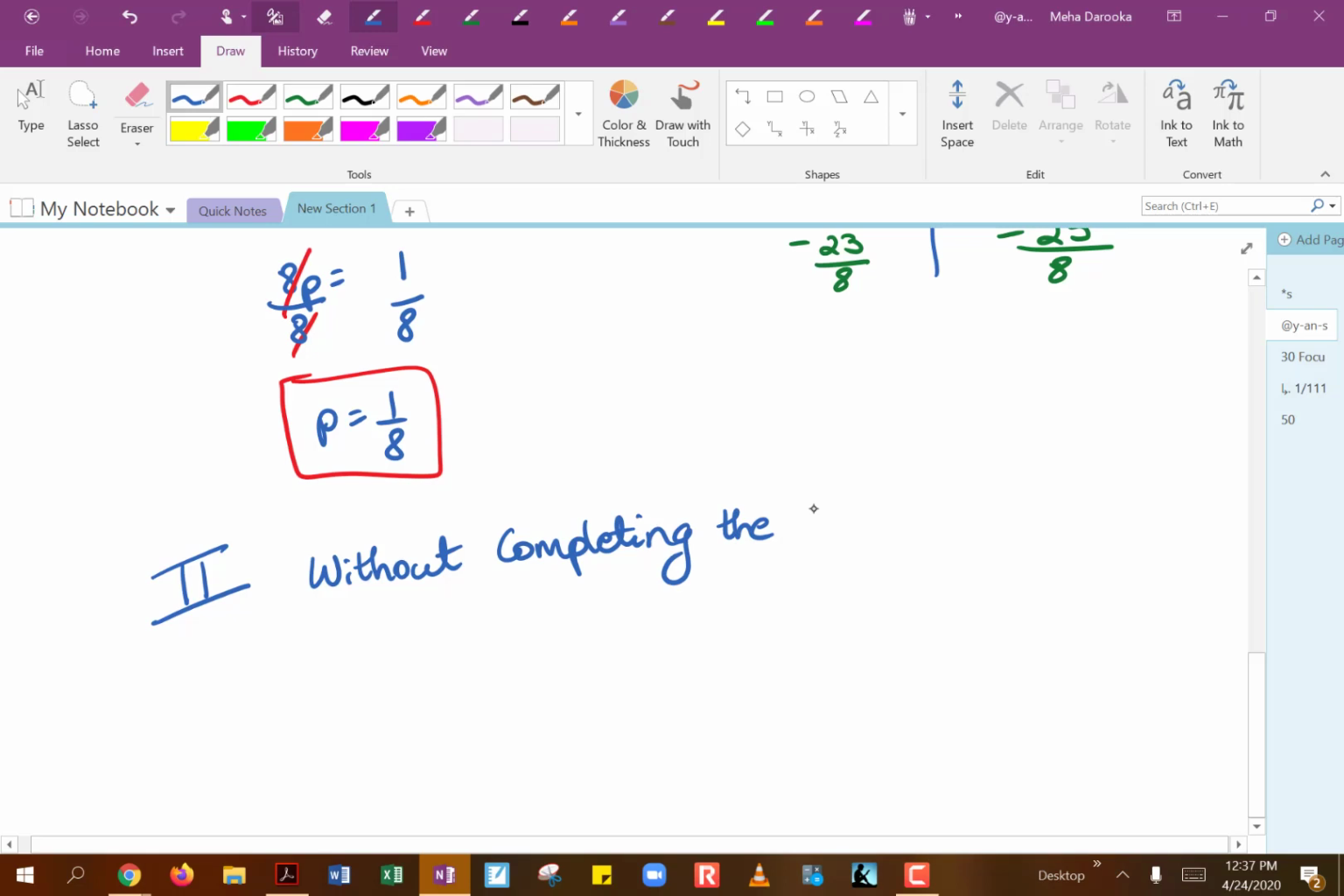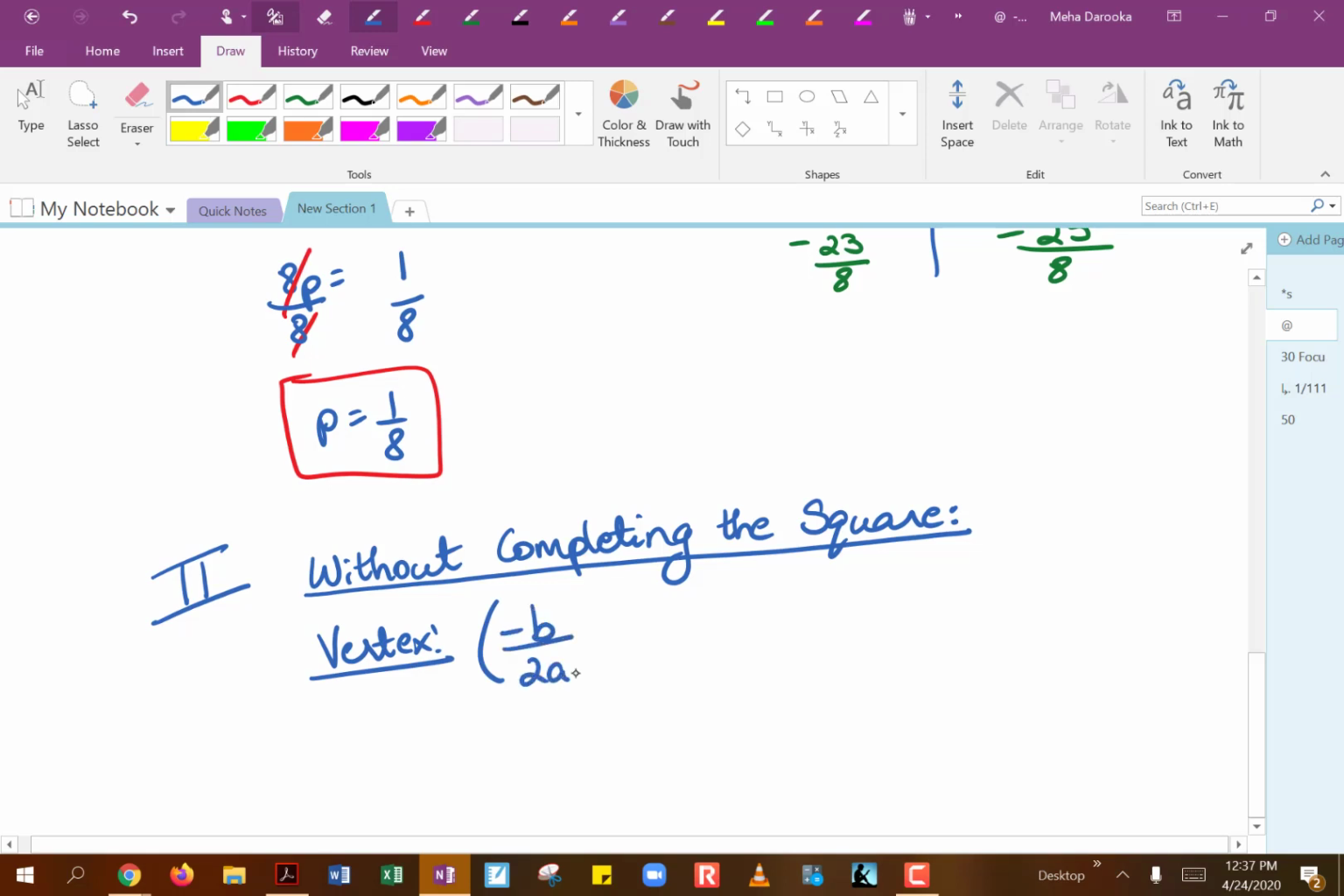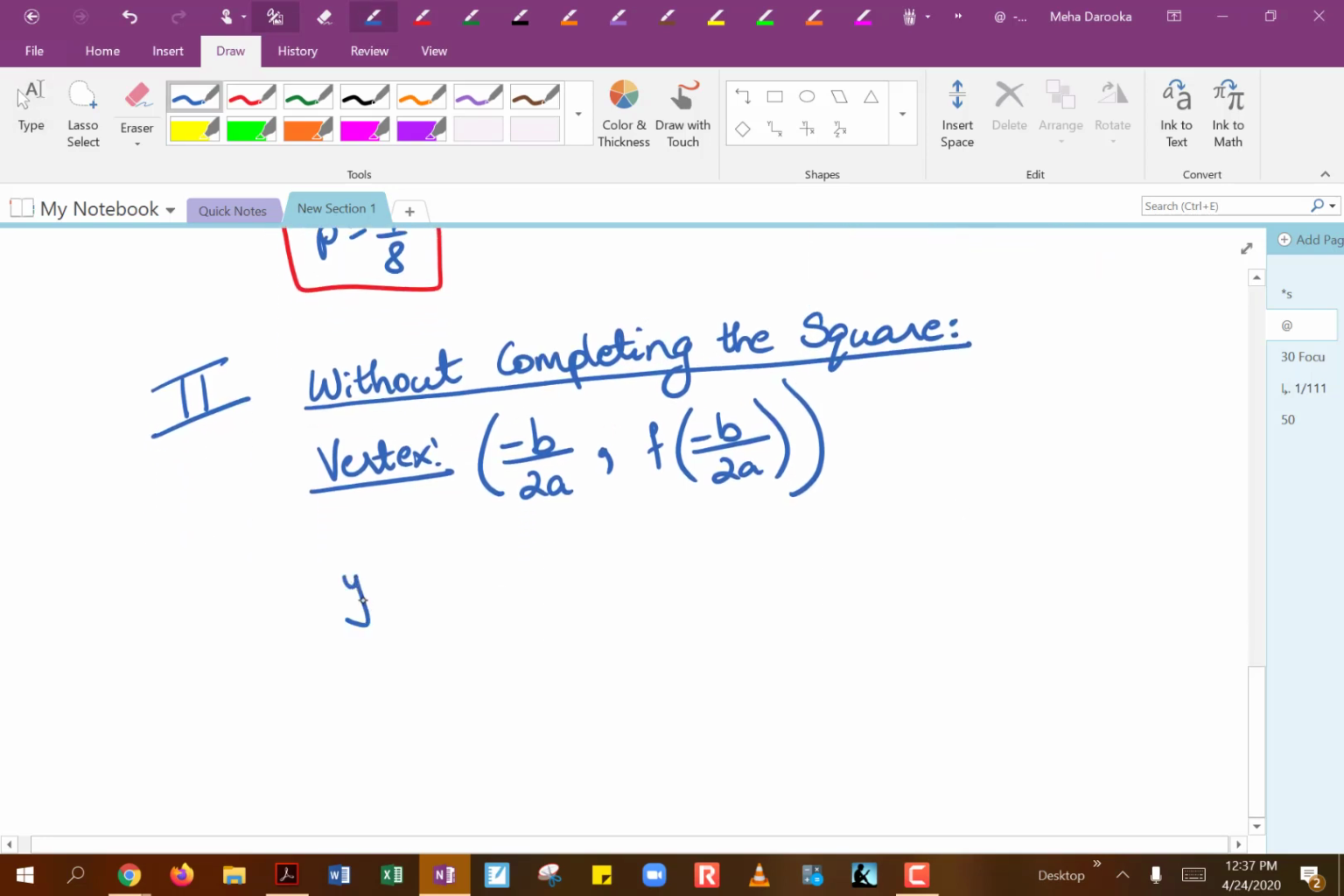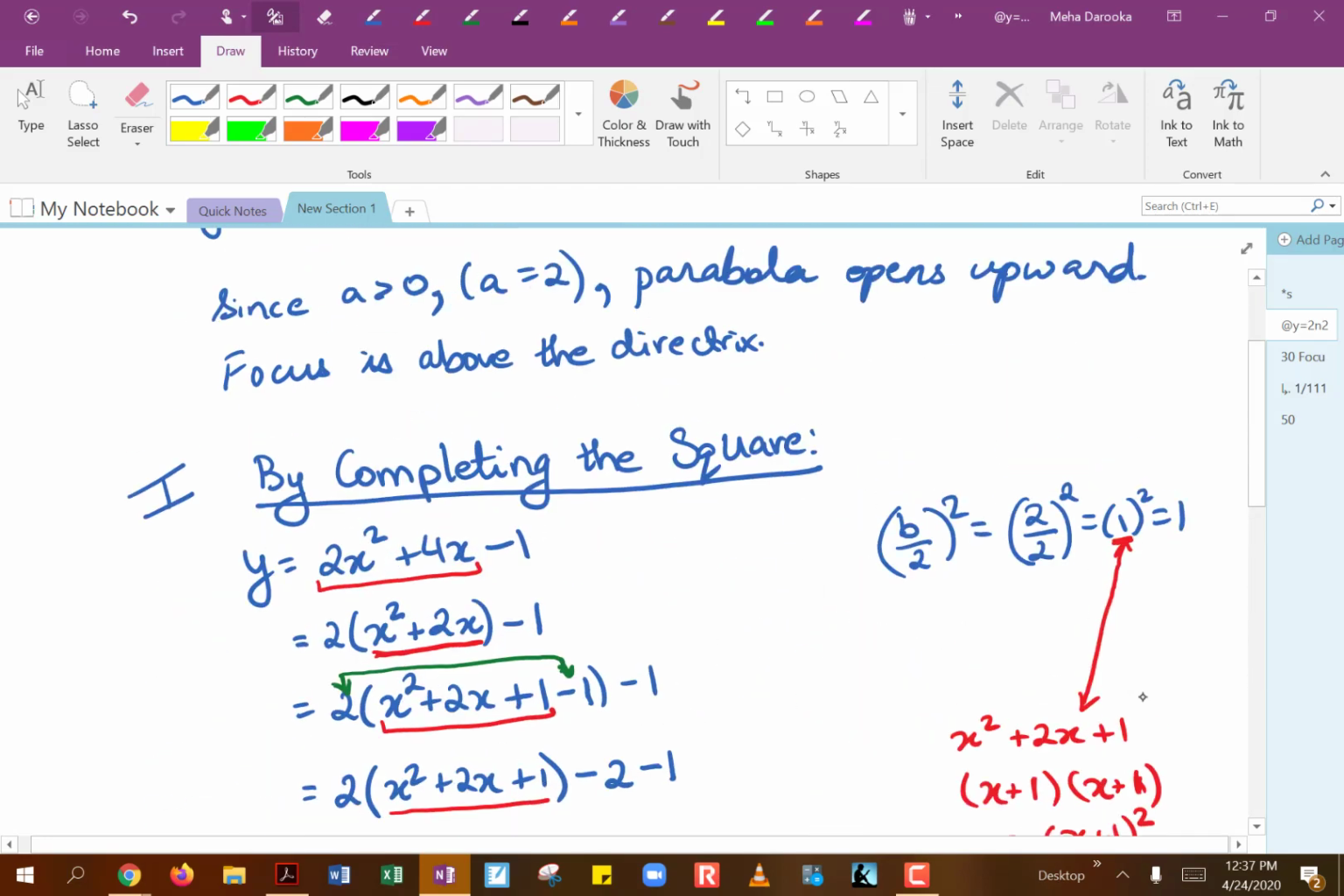And without completing the square, again, this is the exact same thing you saw in chapter 3. We will calculate our vertex by using the equation -b/2a, and then you put this back into your function to find the y value. So since we are given y equals 2x squared plus 4x minus 1, right?